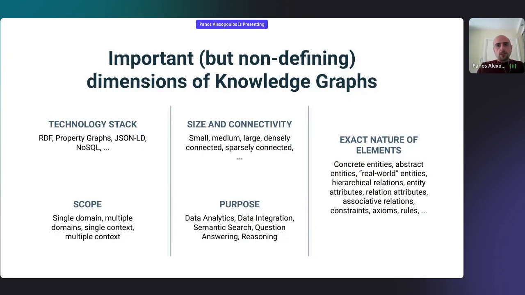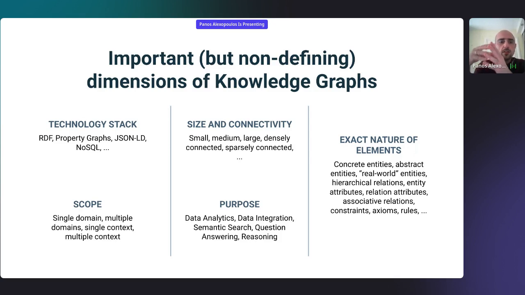So practically, when we talk about knowledge graphs, we can start discussing their technology stack, right? If we are using RDF and semantic web technologies in general to represent them, if we use property graphs like Neo4j, for example, if we use NoSQL databases, JSON, linked data, and other representation technologies. We can talk about size and connectivity. We can talk about graphs that have millions and billions of entities and many relations and very rich semantics, as opposed to small knowledge graphs.